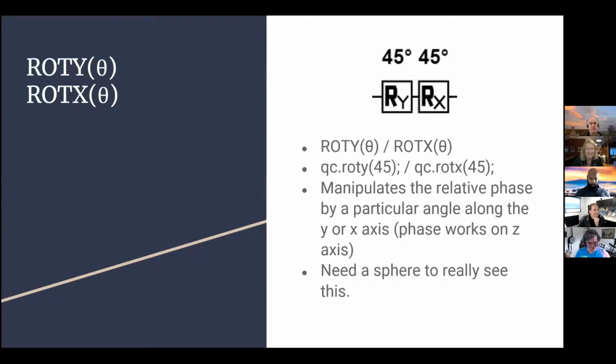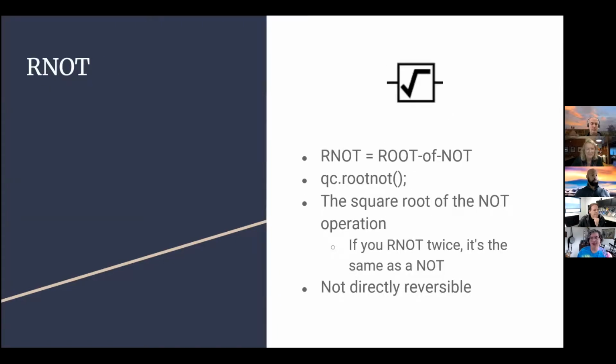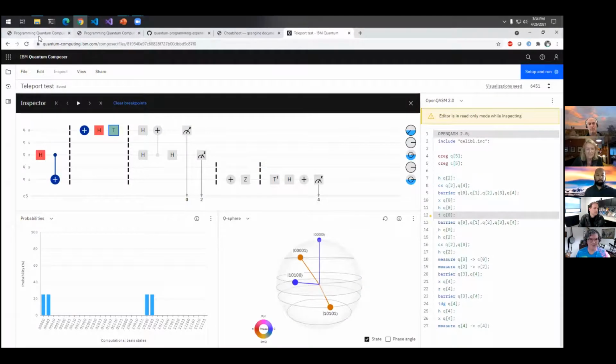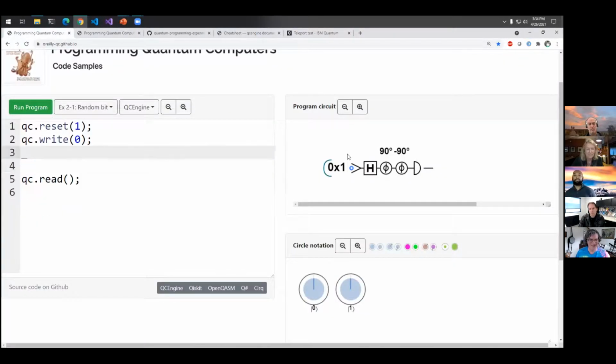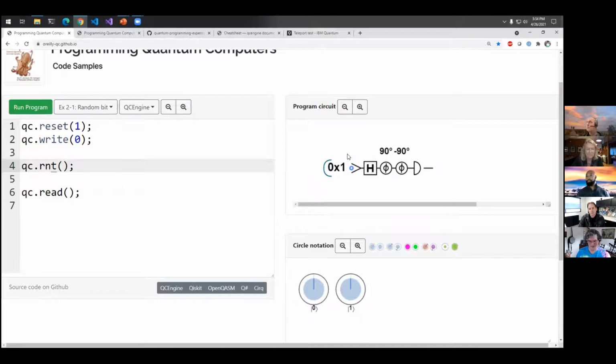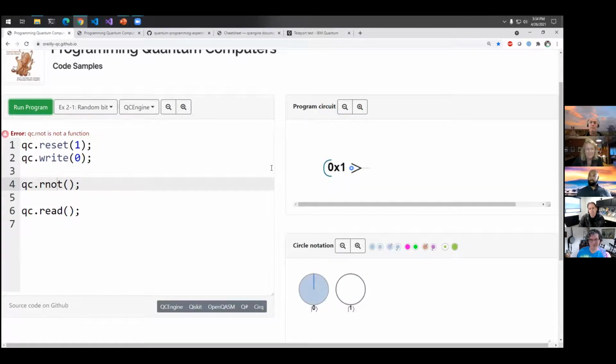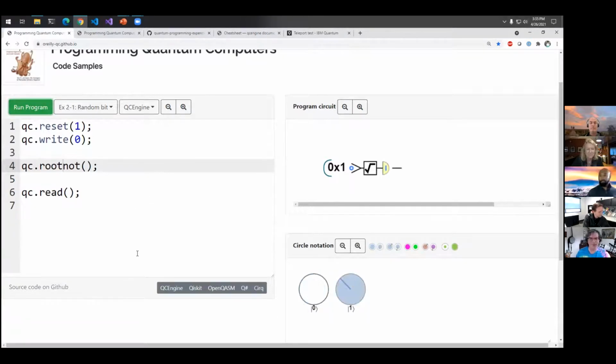Okay, let's see. And then there's root of naught, which is a square root of the naught operation, meaning if you do it twice, you get a naught. Let's just do this. Okay, so QC naught, root naught. Let's do root naught. Okay, I obviously turned off my insert at some point. There we go. R naught is not a function. Oh, yeah, because it's called root naught. There we go. That's better.